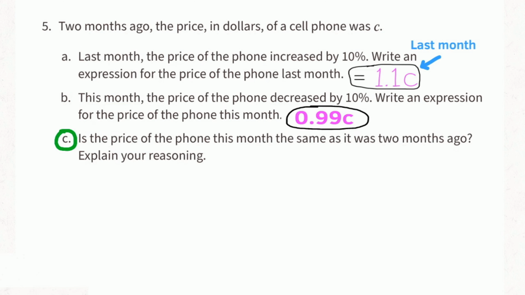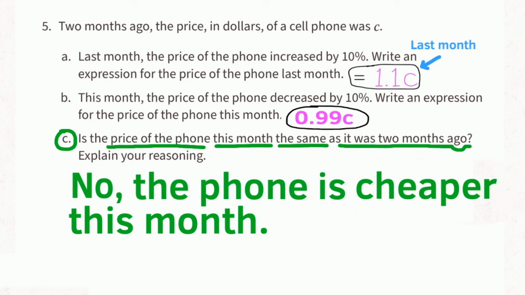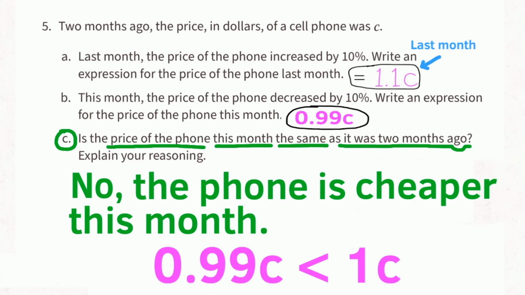C. Is the price of the phone this month the same as it was 2 months ago? Explain your reasoning. No. The phone is cheaper this month because 0.99 times C is less than 1 times C.